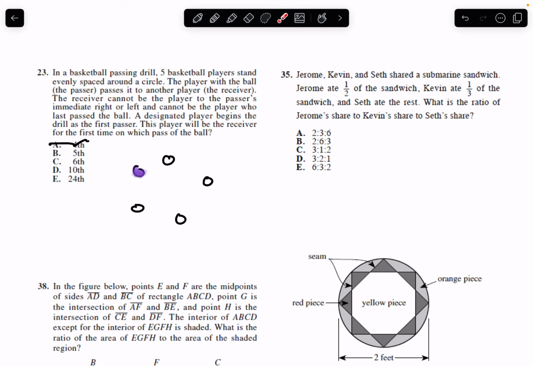Number 35, Jerome, Kevin, and Seth are eating sandwiches. Jerome ate half, Kevin ate a third, Seth ate the rest. What's the ratio of how much they ate? So here's Jerome, here's Kevin, here's Seth. Well, Jerome ate the most, so his number should be bigger than the other numbers. So that got rid of 2. Kevin ate more than Seth, so Kevin's number should be bigger than Seth's number. So now you're down to 2 choices.